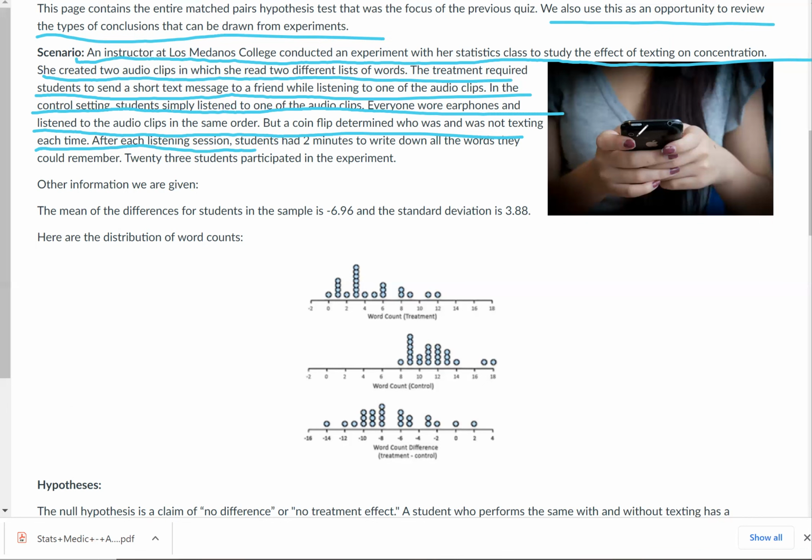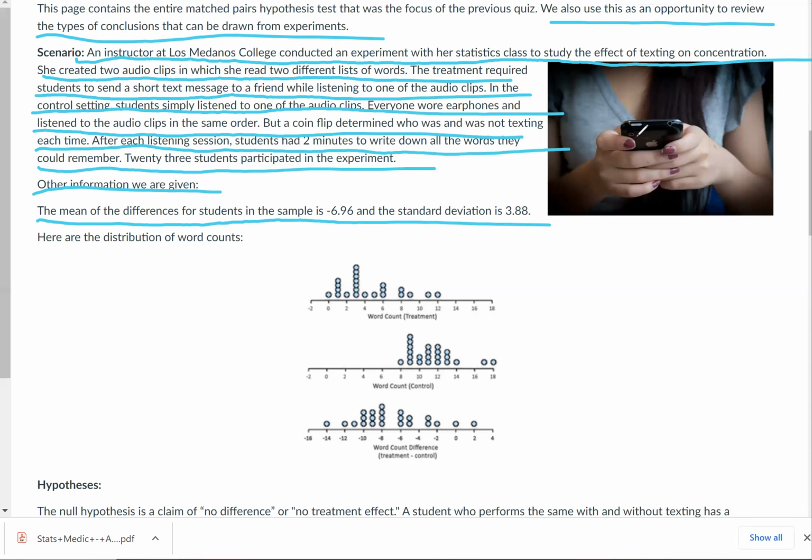After each listening session, students had 2 minutes to write down all the words they could remember. 23 students participated in this experiment. Other information we are given is that the mean of the differences for students in the sample is negative 6.96, and the standard deviation is 3.88. Here are the distributions of word counts.